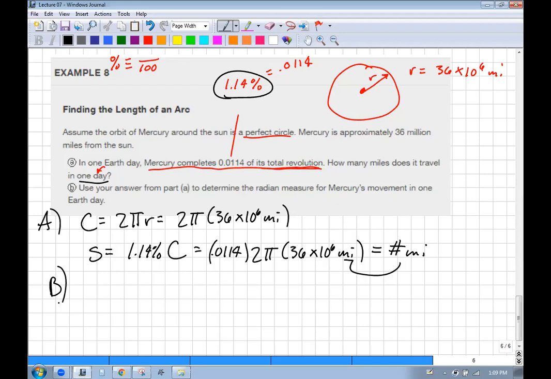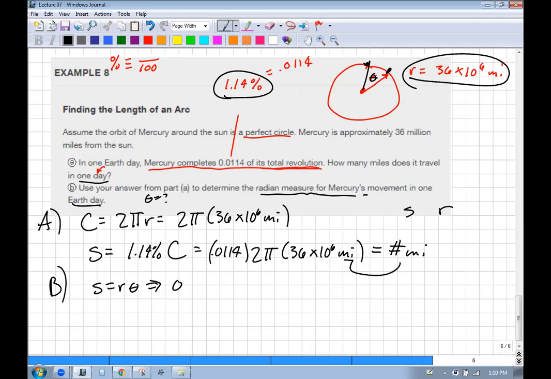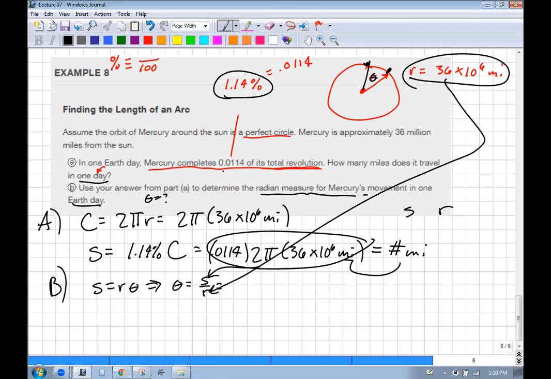Use the answer for part A to determine the radian measure. Okay, so if it goes from here to say here, we want to know what that angle is, okay? Well, we know what S is, right? And we know what R is, right? We know S and we know R. We want to know what theta is. Well, S equals R theta. So theta is S over R. Here's S. And here's R.